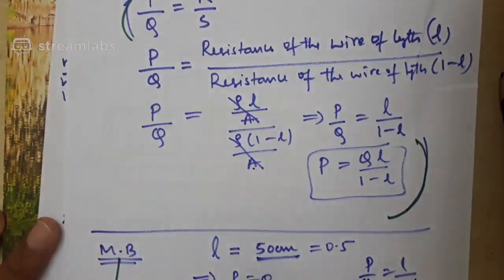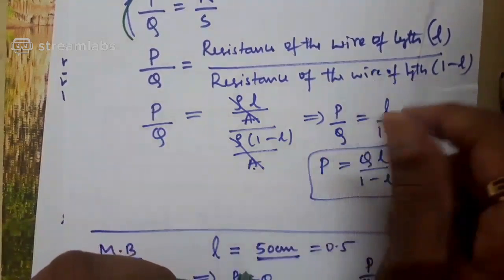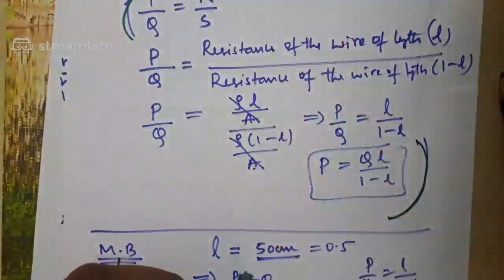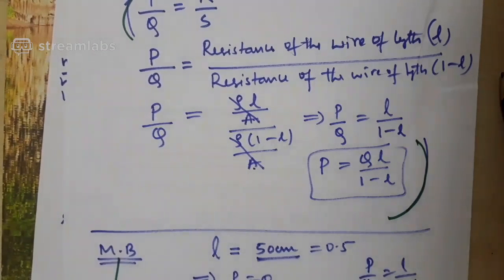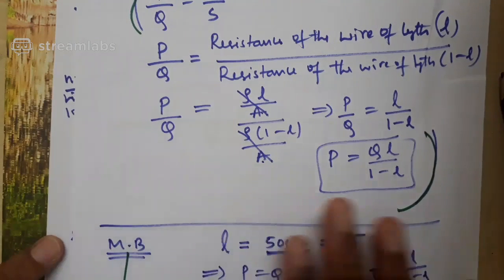That means how to achieve that? Keep the sliding contact in contact with the wire at 50 centimeter, then keep on adjusting Q till the deflection in the galvanometer becomes 0. So more idea you'll get when you perform the experiment. So this is for timing, it is enough.